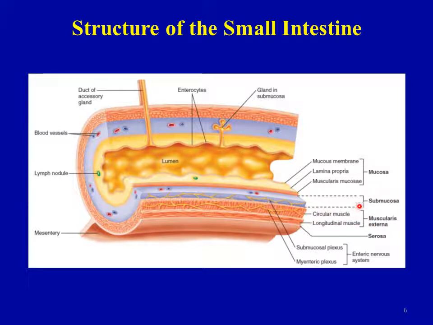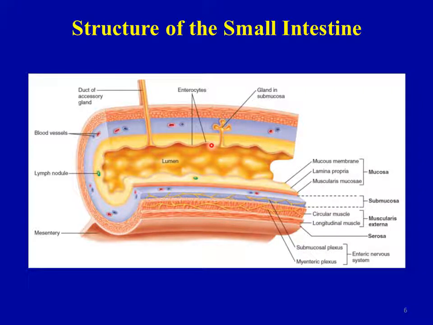The muscularis externa is composed of 2 layers, the circular muscle layer and the longitudinal muscle layer, and these 2 layers are separated by the myenteric plexus, which is the main plexus that controls the motility, and as I said, it is modulated by both divisions of the autonomic nervous system, but mainly the parasympathetic via the vagus nerve. And finally we have the outer layer, which is the serosa.